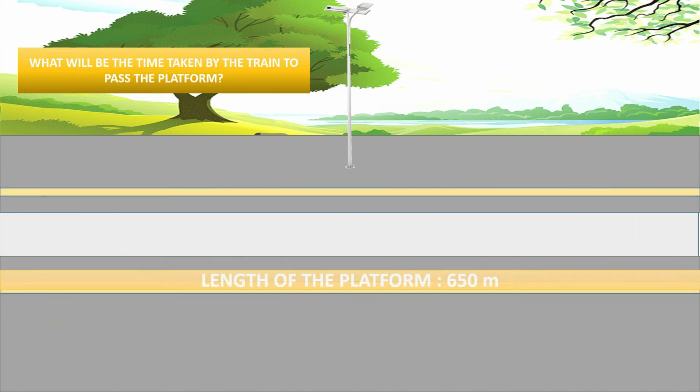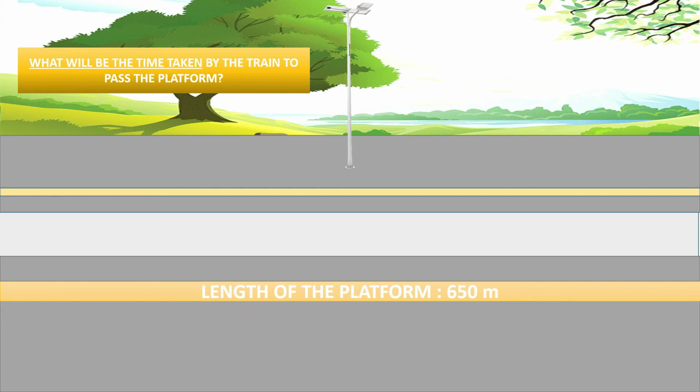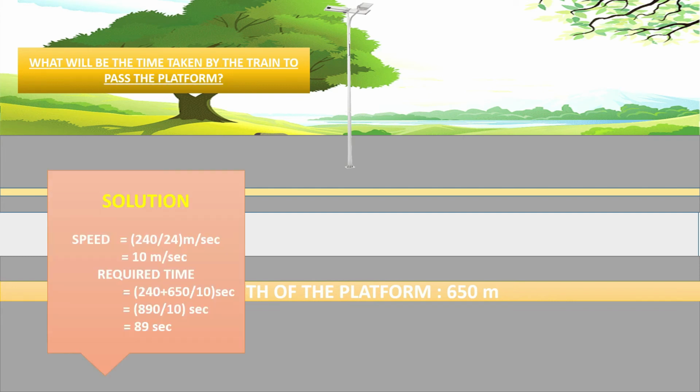The solution is speed. Already we know the formula, speed equal to distance by time. Here the distance, that is the length of the train, is 240 meter divided by 24 seconds. It takes 24 seconds to pass the pole. By dividing it we will be getting 10 meter per second speed.